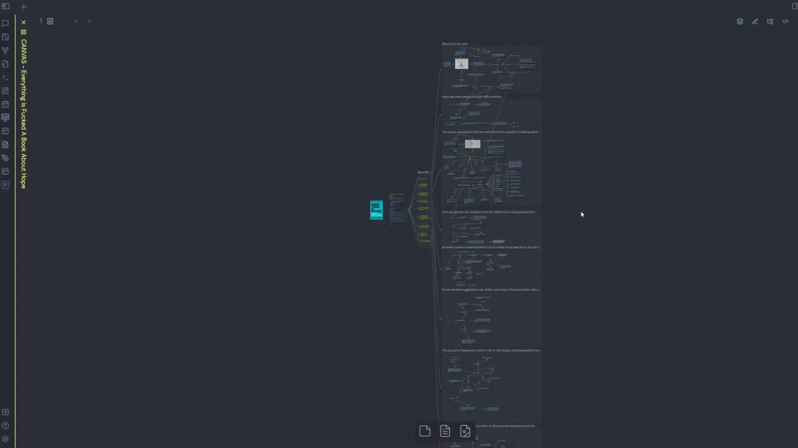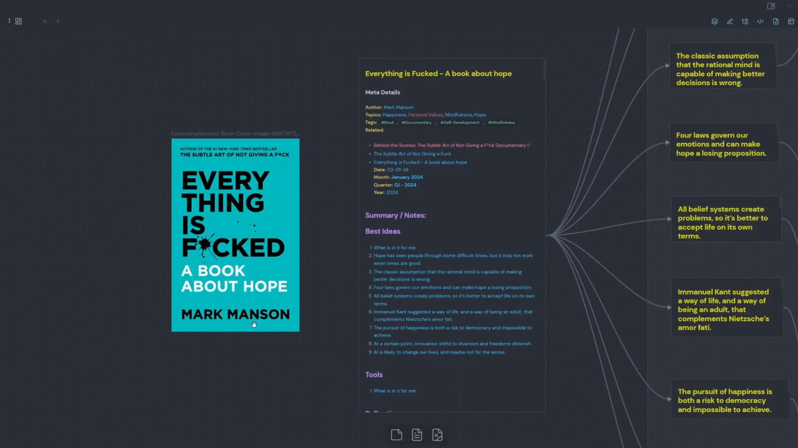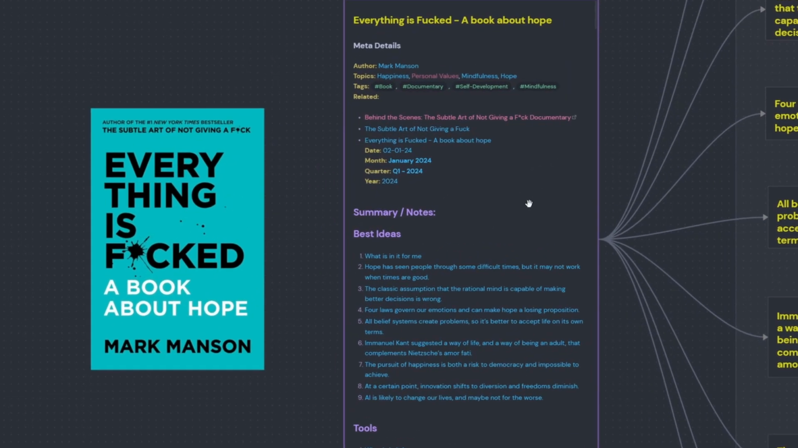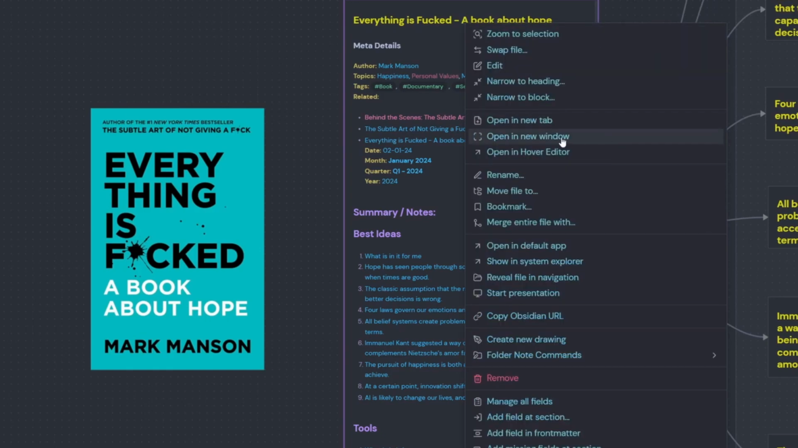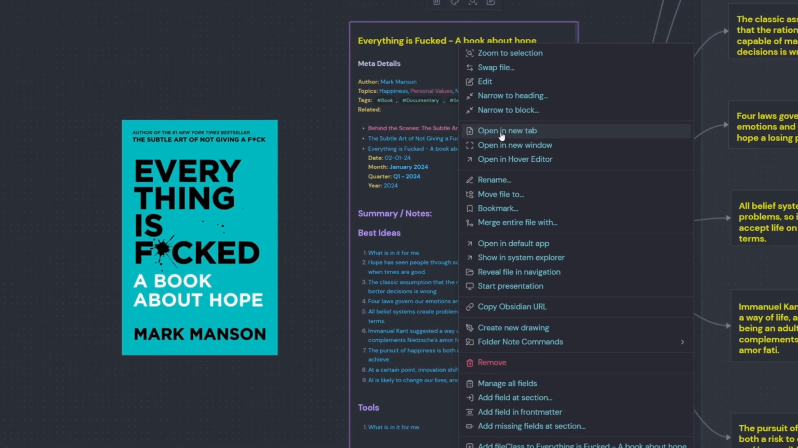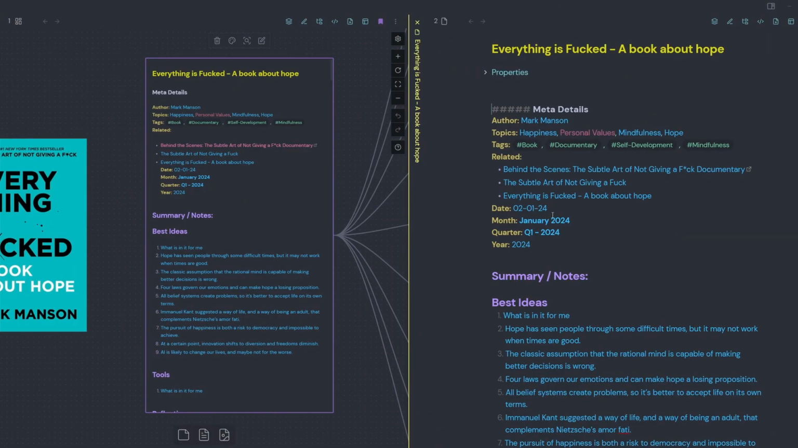I'm now going to take you into Obsidian Canvas, where you can see my mind map for the book. We'll start off by looking at the book cover, Everything is F, the book about hope by Mark Manson. We can see here to the right-hand side, I've placed a card, which is a note within my second brain. And I can open this note by right-clicking and left-clicking, open a new tab. That brings up my literature note.